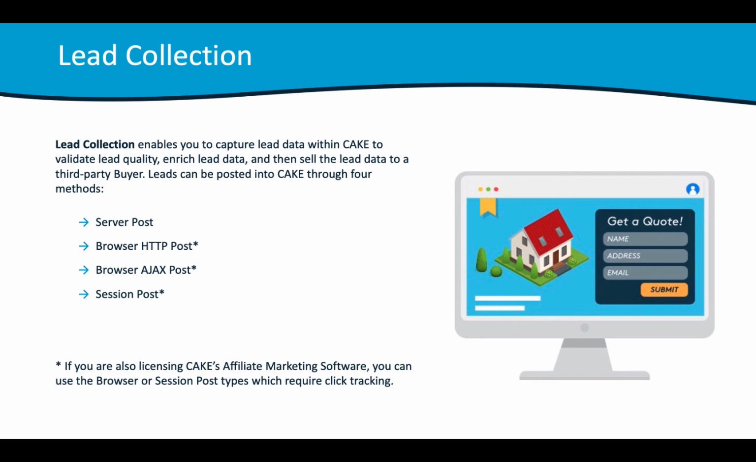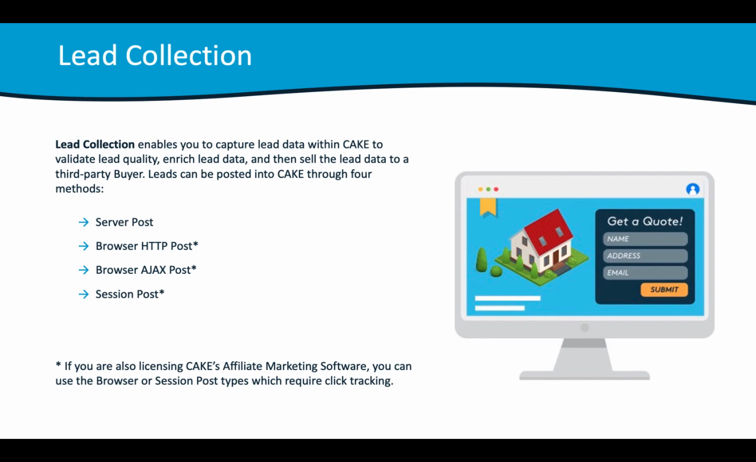As I caveated before, we are going to be focusing solely on the server post method, which is the only method available to you when you license just the lead distribution platform. But if you happen to also be using our affiliate management platform, where you're tracking clicks and therefore have access to the cookie, you can also do things like browser post, etc. So server post is the action of one server sending lead data into Cake. That's server-to-server posting of data. That's typically happening when you collect the lead into your own personal database, and then your CRM or some software platform that you have on the back end is delivering that lead to you.